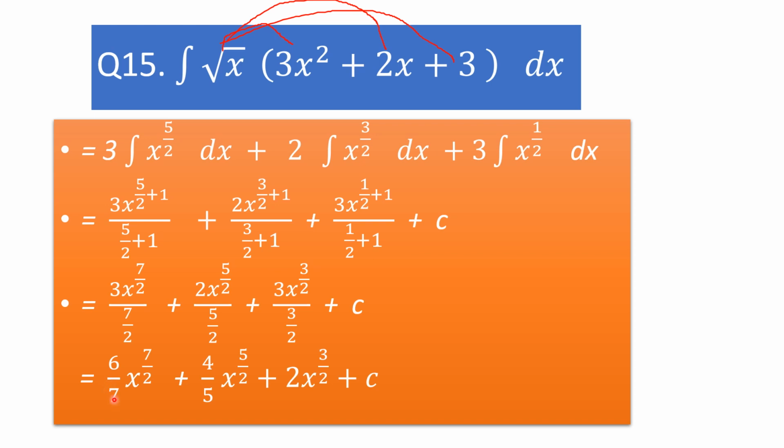Now how do you get this 6? See, this 2 will get multiplied by this 3. Answer is 6 upon 7 x power 7 upon 2 plus. This 2 will get multiplied by this 2, and it will get reciprocated. So the answer is 4 upon 5 x power 5 upon 2 plus 2 x power 3 upon 2. When this 3 upon 2 gets reciprocated, this 3 and this 3 will get cancelled. You are left with 2 and plus c. A very simple question. Moving to question number 16.